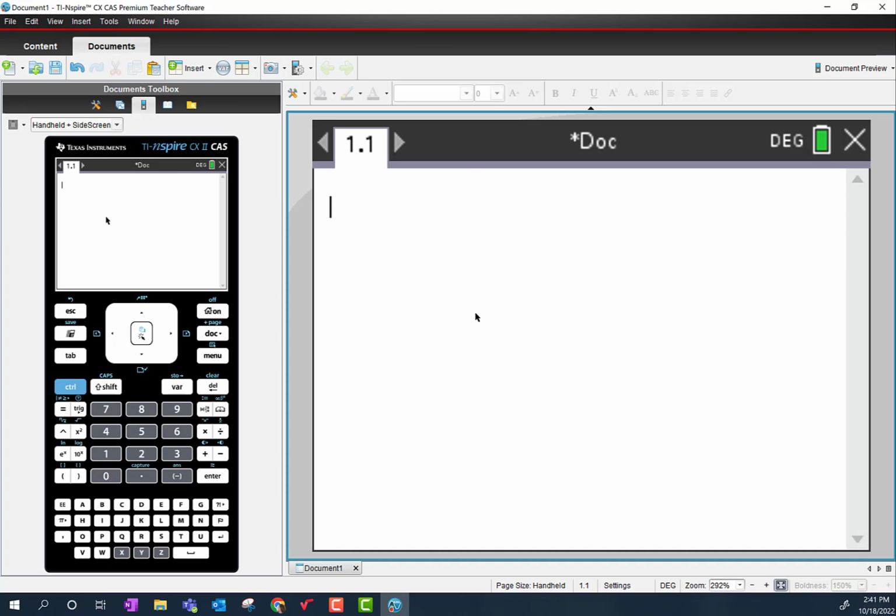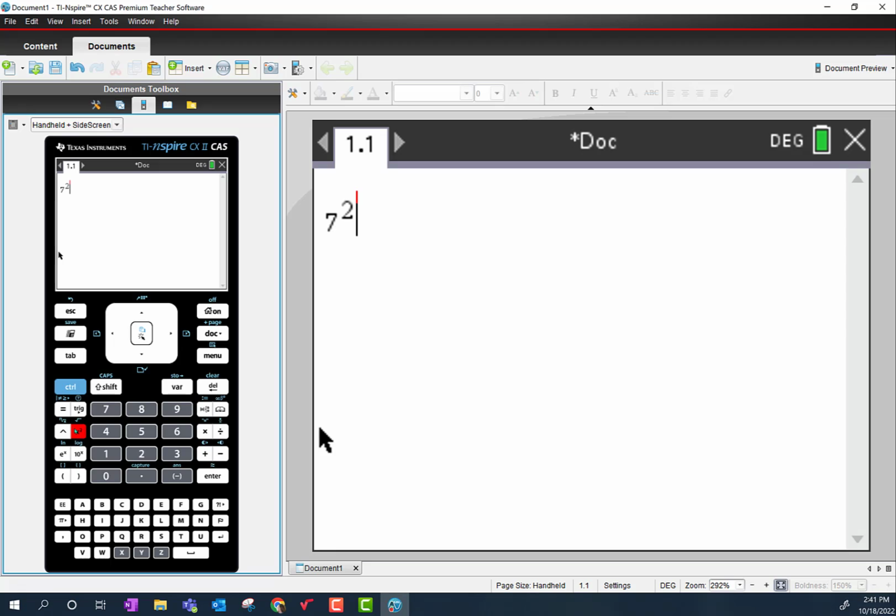So what was it? It was 7 squared plus 5 squared minus 2. And I don't trust this calculator, so I'm going to write 2 times 7 times 5 times cosine.